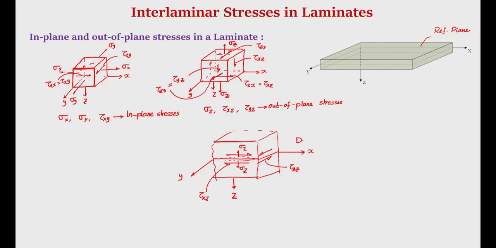Therefore, this leads to what is called delamination, and it is an important mode of failure which needs to be taken into account. So, we now understand what the in-plane and out-of-plane stresses are. There are three out-of-plane stresses, one normal and two shear stresses, and the effect of those out-of-plane stresses when they act at an interface is to separate two adjacent laminae, leading to what is known as delamination. Now, let us try to understand why these out-of-plane stresses exist.